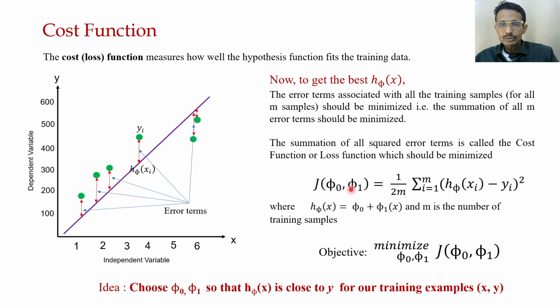That we are going to say is our cost function or loss function. This is J of theta 0, theta 1. It's a bivariate function. Now that function should be minimized to get the baseline. So what do we mean by this minimization? We have to find such theta 0, theta 1 so that this J of theta 0, theta 1 is minimized. So the basic idea now is to choose such theta 0, theta 1 so that h of x is close to y for our training examples x, y.